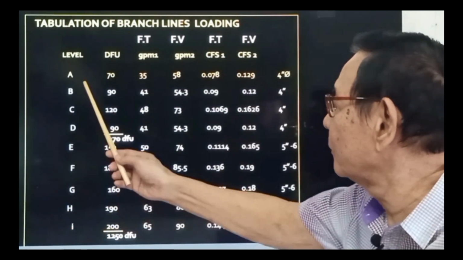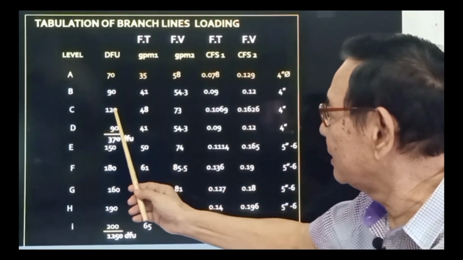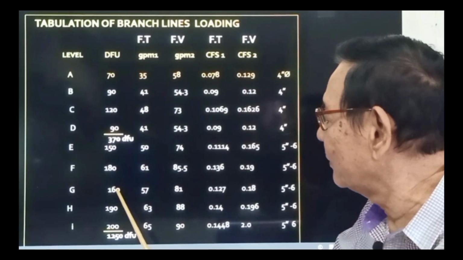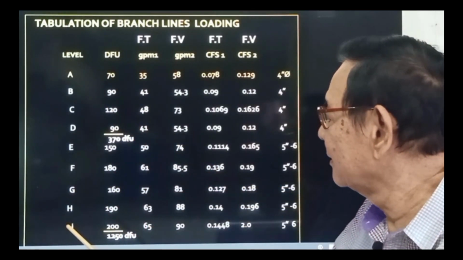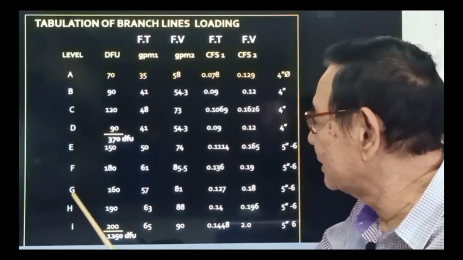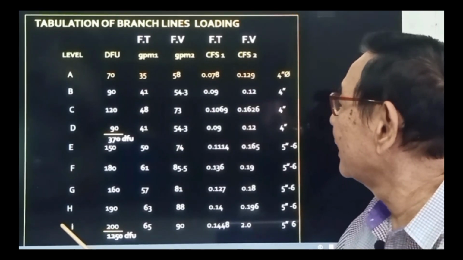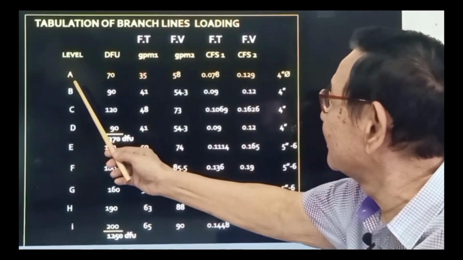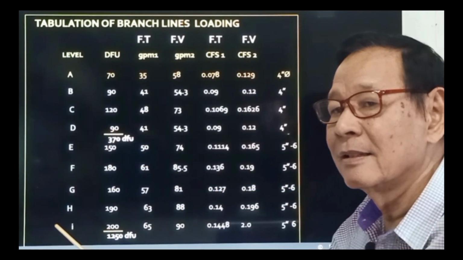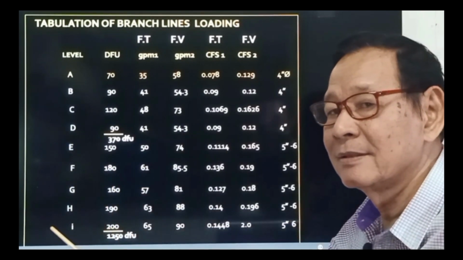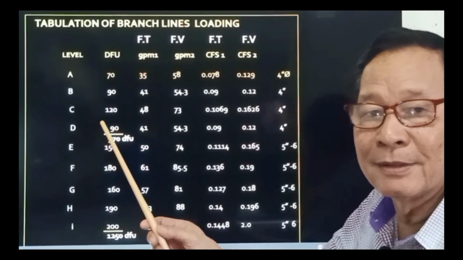Our tabulation for A is the same as the example. We have 70, 90, 120, 90, 150, 180, 160, 190, 200 drain fixture units, in which the total of the feeder is 1,200 drain fixture units. We have an equivalent because we cannot just solve the diameter by having only fixture units.